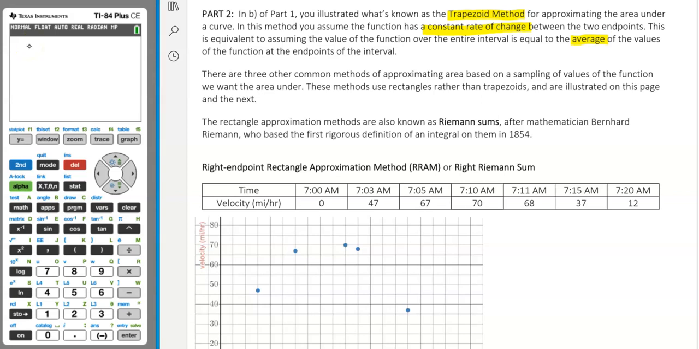There are three other common methods of approximating area under a function. They still use a sampling of values of the function that we want the area under, but these methods use rectangles rather than trapezoids. The rectangle approximation methods are also known as Riemann sums. When you hear Riemann sums, think adding up the areas of rectangles.